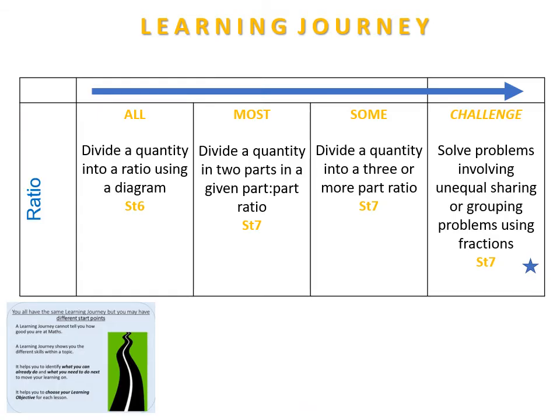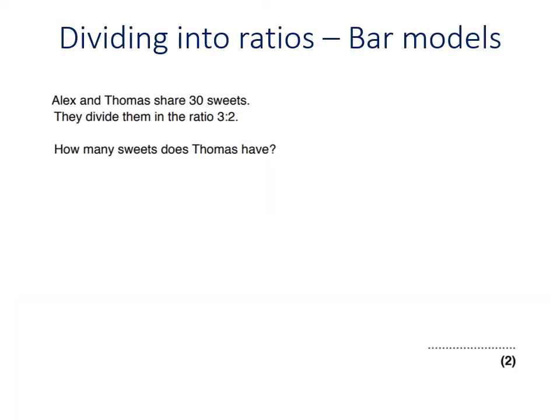So similar learning objectives today: divide using a diagram, divide into a part-to-part ratio. Some of us might move to 3-part ratios, and then some of us will be doing some problem solving with unequal sharing, i.e. more ratios or fractions. So the way I'd suggest that people start off all of these problems is with these bar model diagrams. Some of us might be able to look at the mental methods behind that and straight away move to some mental methods for these questions. But if in any doubt, draw the bar diagram for them.